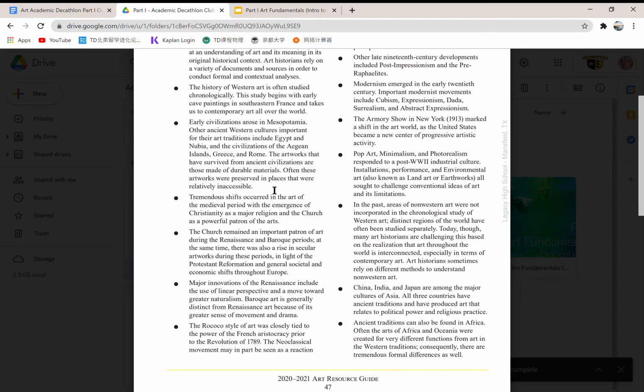We want to know some art that has survived from ancient civilizations, and those are made of durable materials. And notice that there was a tremendous shift in the art of the medieval period, with the emergence of Christianity as a major religion and the church as a powerful patron of the arts. So, church, powerful patron of the arts.